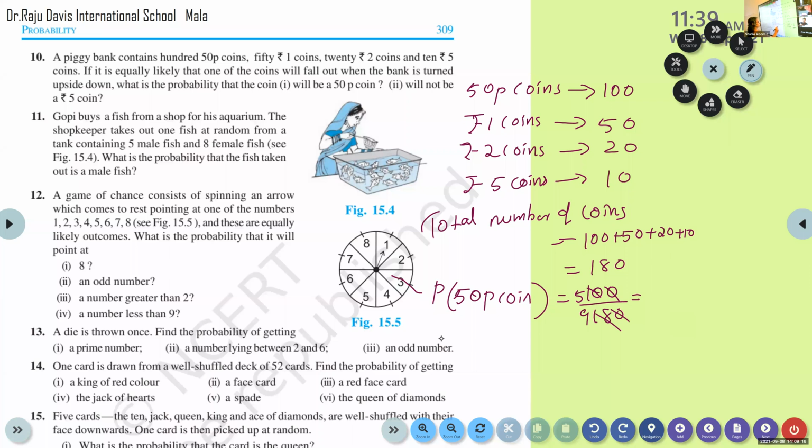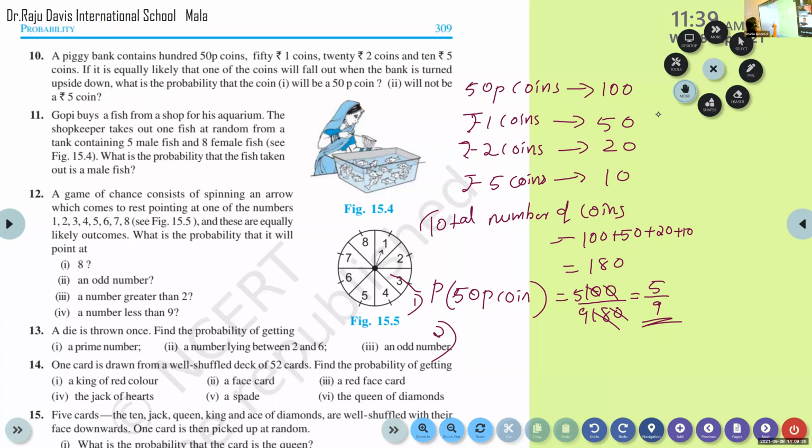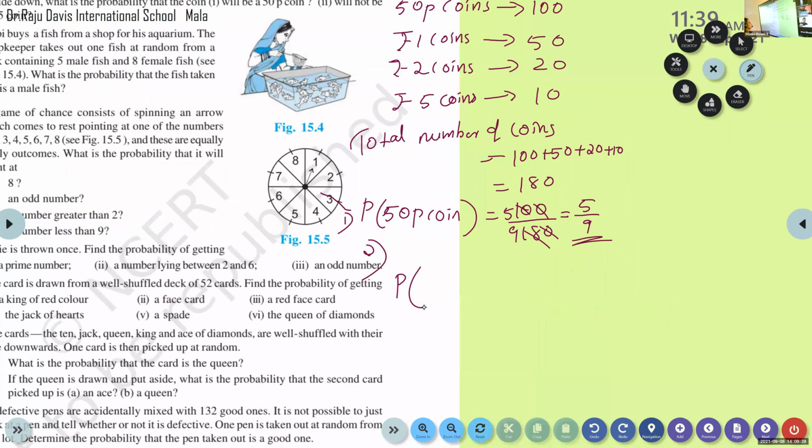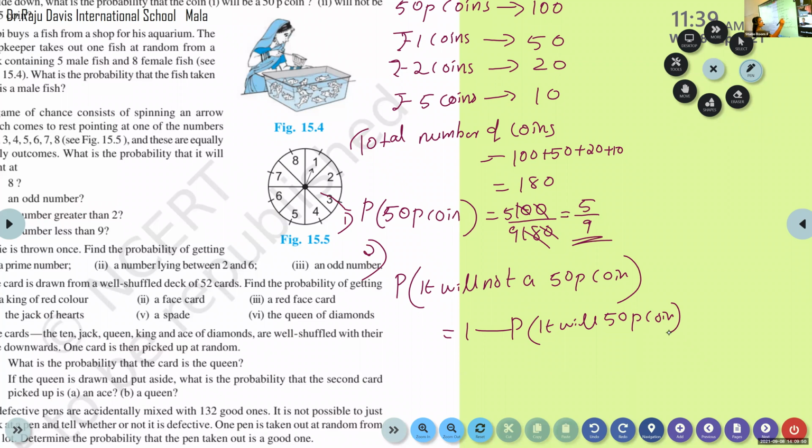Second question. Probability that it will not be a 50 paise coin. That we can do as 1 minus the probability of it being a 50 paise coin, like E plus not E. So it is 1 minus 5 by 9, which is 4 by 9. No, wait. Let me check the answer.